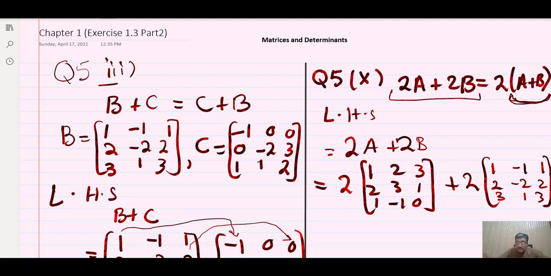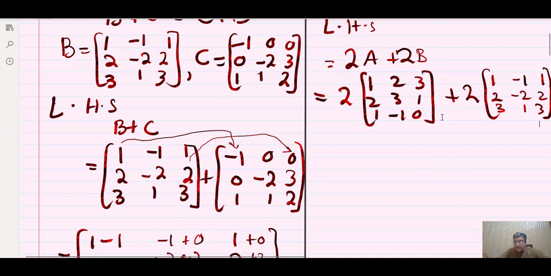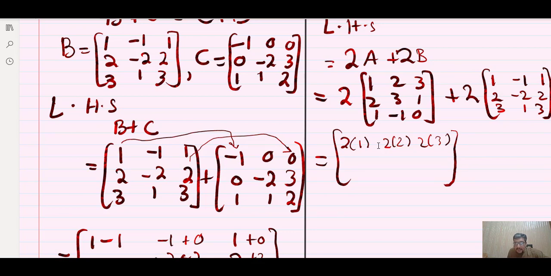So first of all, we will multiply 2 with these matrices and then we will add the entries of these two matrices. When we multiply this 2 with this matrix, the entries will be 2 multiplied by 1, 2 multiplied by 2, 2 multiplied by 3. You can do it directly as well. So 2 into 2 with the second row, 2 into 3, and then this 2 is going to multiply by this 1, it will be 2 into 1. And in the same way, you have to multiply this 2 with the third row: 2 into 1, 2 into minus 1, 2 into 0.